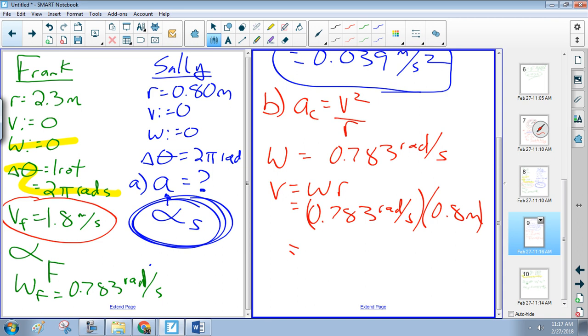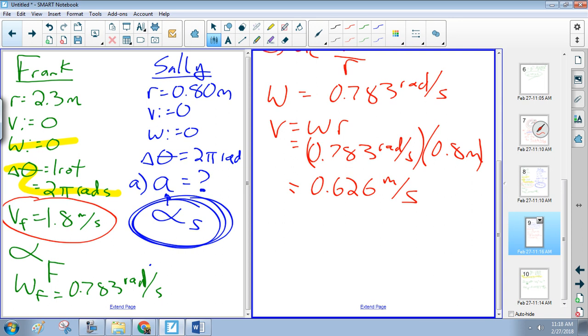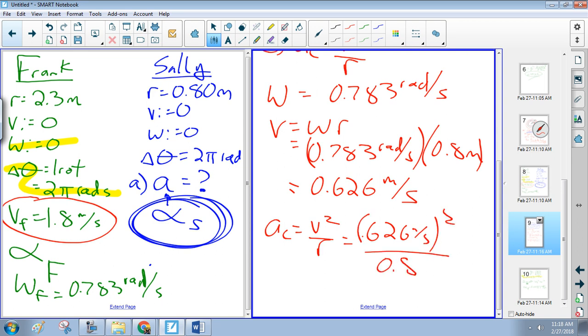And that gives us 0.626 meters per second. And now I can find her acceleration. Acceleration is v squared over r. So just take the 0.626 meters a second, square it, divide it by her radius, and that gives you 0.49 meters per second squared. All right, so there you go. That's how you do number one.